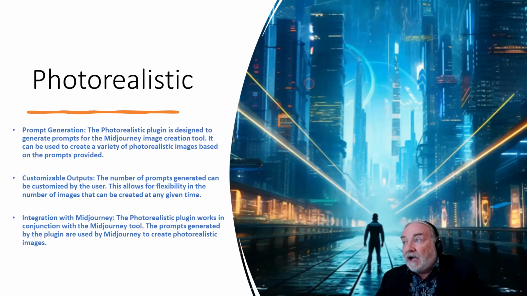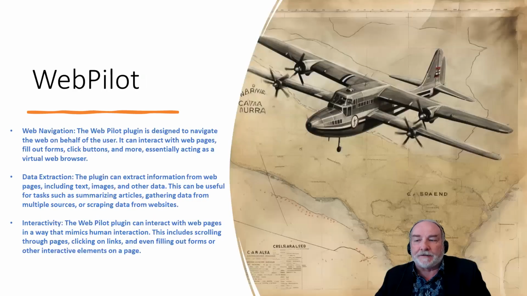I just type in my rough prompt, put it into Photorealistic, and next minute it comes out with this wonderful prompt, which includes camera angle and panoramic this and aspect ratio that. Really excellent.